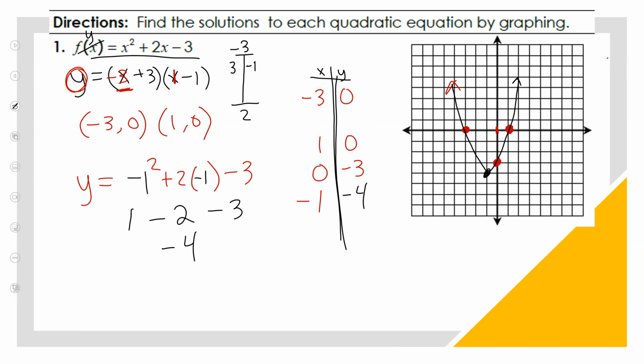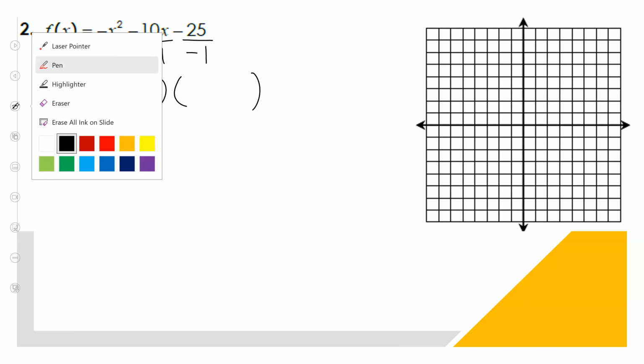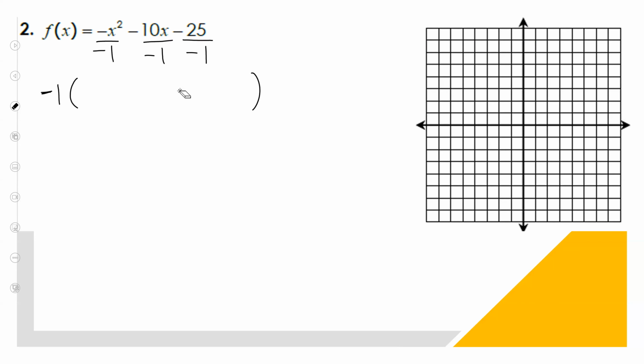Okay, let's do another example. Let's move on to number 2. Yeah. All right, so first I'm going to factor this because I have a negative in the front. So I'm going to factor out a -1. Let me get rid of these parentheses. So I factored out a -1, so what I have is x squared plus 10x plus 25. Okay, I pulled out a -1.